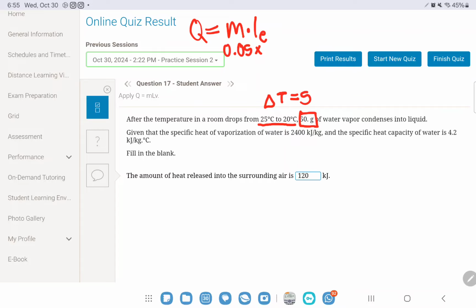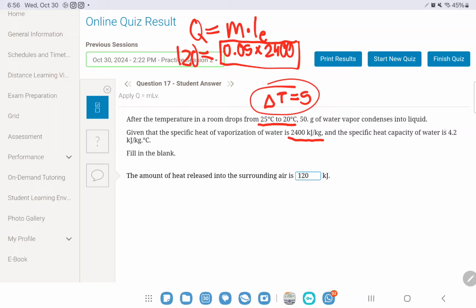Our heat of vaporization is 2,400. Now we just multiply them. You're going to get Q equals 120. All of this other information is there to confuse you. You don't need it. Now, could you use it? I think, yeah, you could.